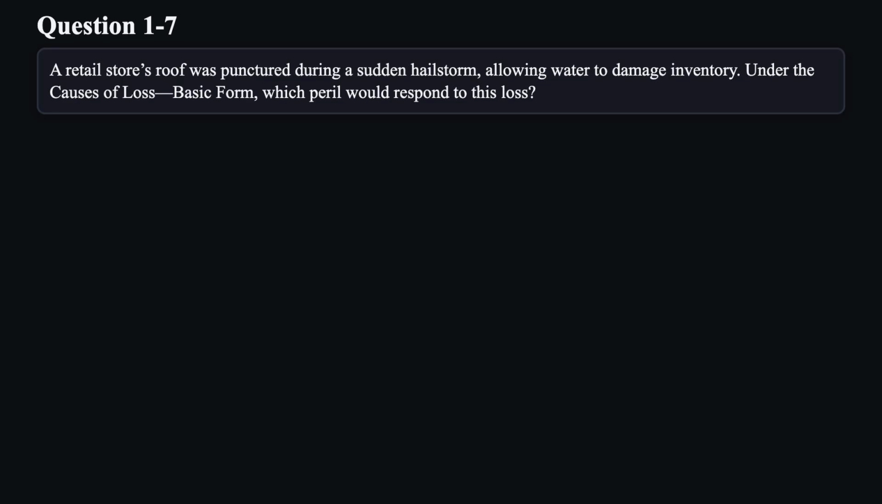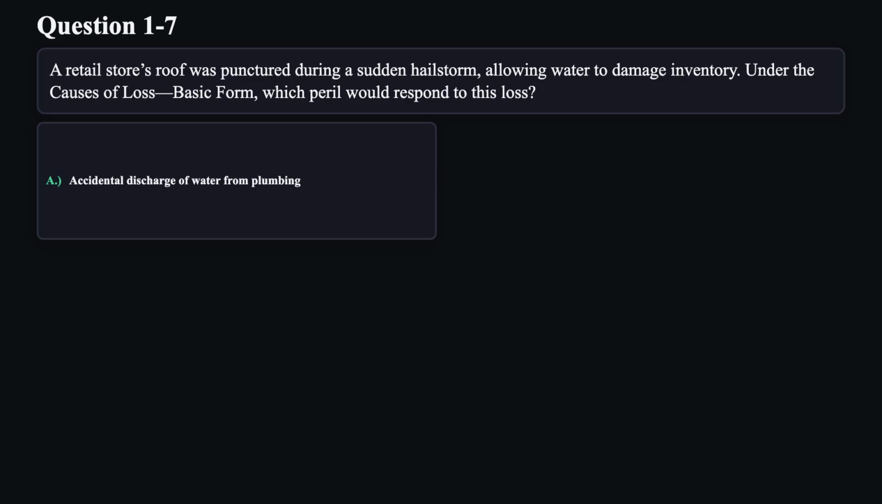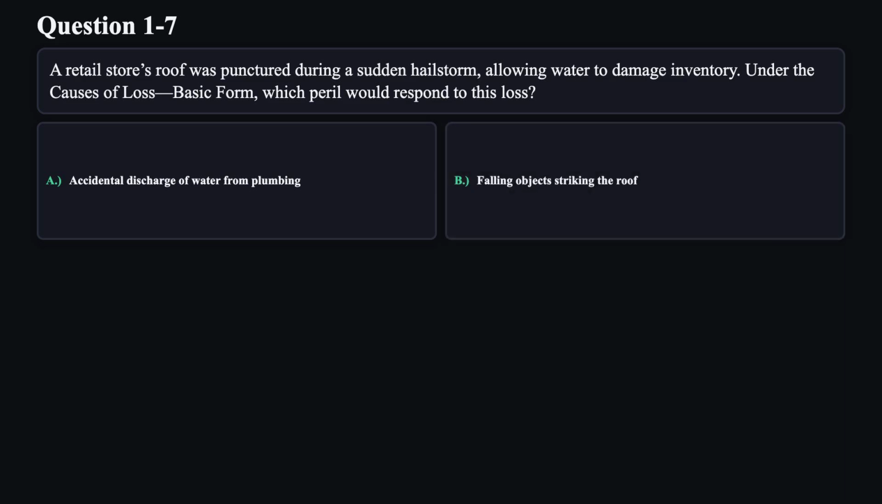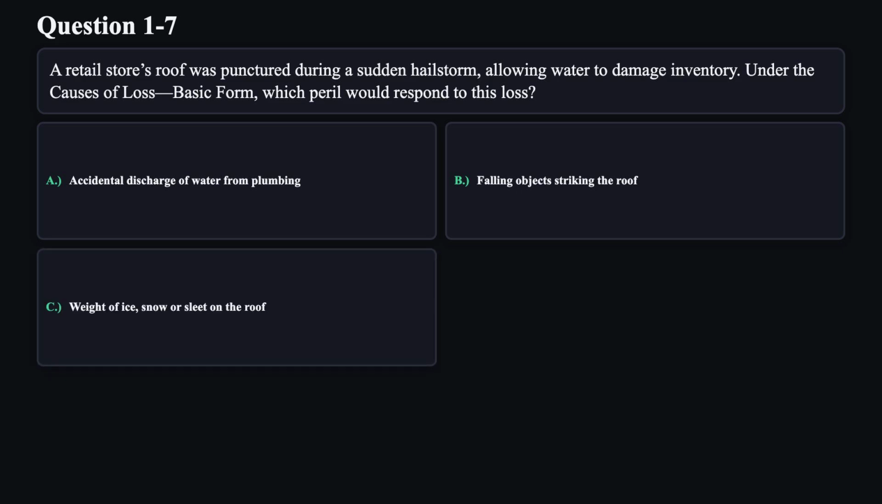Question 7. A retail store's roof was punctured during a sudden hailstorm, allowing water to damage inventory. Under the causes of loss basic form, which peril would respond to this loss? A. Accidental discharge of water from plumbing. B. Falling objects striking the roof. C. Weight of ice, snow, or sleet on the roof. D. Hail.